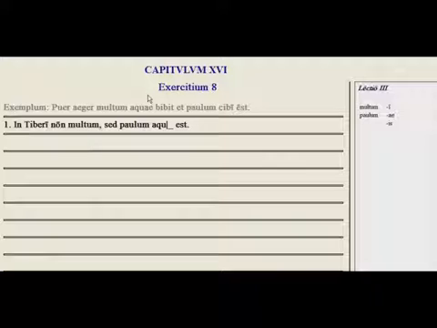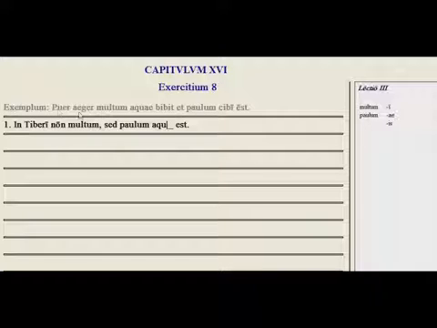Here we have practice with the partitive genitive, where we have multum, much of something, plus the genitive, or paulum, very little of something, plus the genitive, in the endings -ae, -i, and -is. Second declension, first declension, and third declension. So let's look at the example.